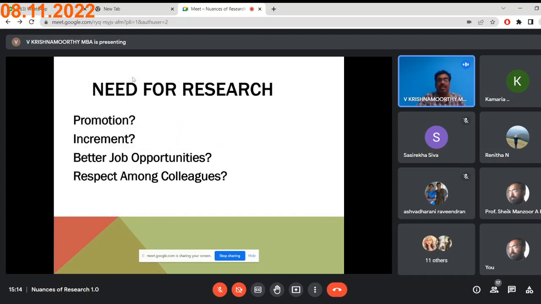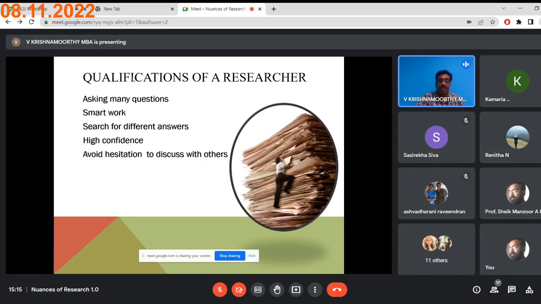Okay. You should be aware of the need for research, why we should do research. If you are a faculty member, naturally promotion requirement is one of the requirements, plus increment. Some educational institutions have made research mandatory as a basis on which increment will be given. If you want better job opportunities, particularly for MBA students, research is very, very important. If you want some respect among your colleagues, this is very, very important.